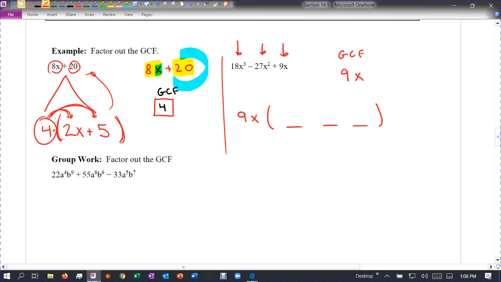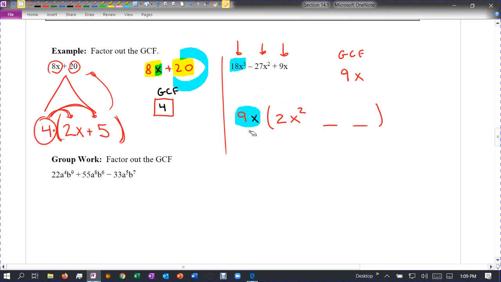So now ask yourself, what do you have to multiply 9x by to get back 18x cubed? Well, I have to multiply the 9 by 2, and I need to multiply that x by x squared so it becomes x cubed. So if I distribute through here, we should get that first term, 18x cubed.